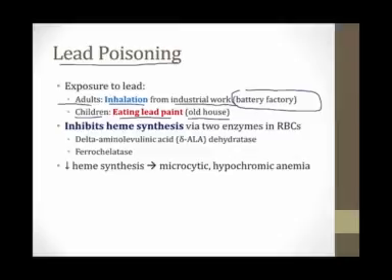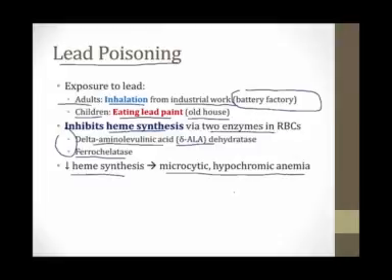The reason lead is toxic to red blood cells is because it blocks heme synthesis by inhibiting two enzymes in the red blood cells. The first enzyme is called delta aminolevulinic acid dehydratase, or D-ALA dehydratase. The second one is ferrochelatase. We'll talk about what both of these do on the next slide. By inhibiting heme synthesis, this leads to decreased production of hemoglobin, and remember, anytime red cells cannot make enough hemoglobin, that leads to a microcytic hypochromic anemia.